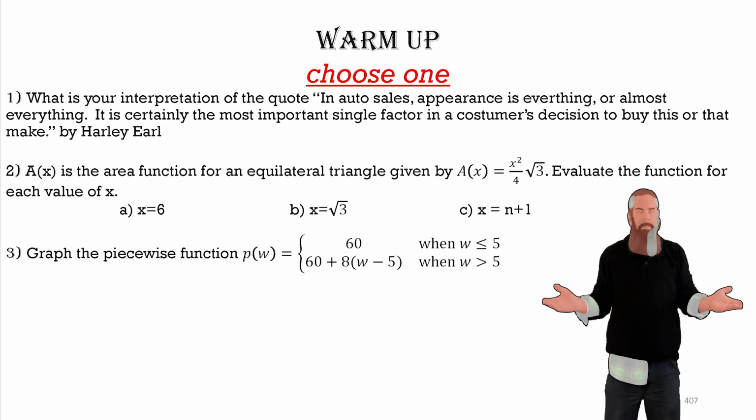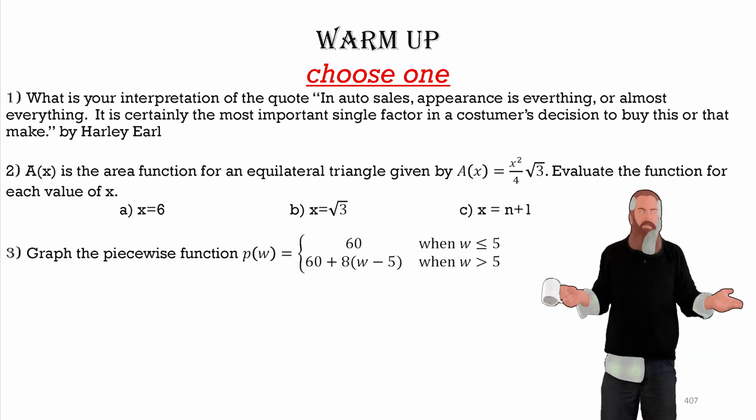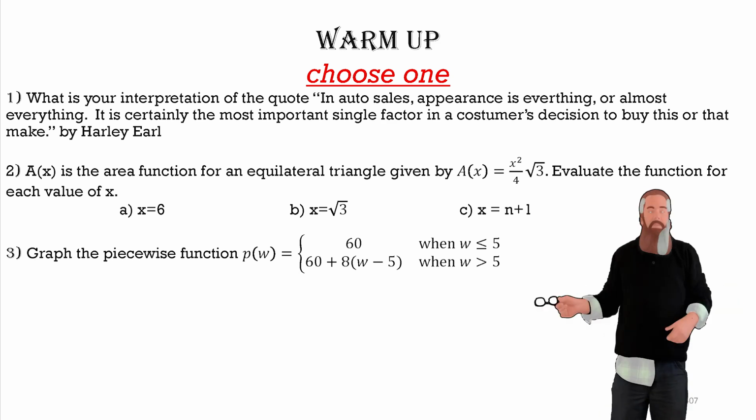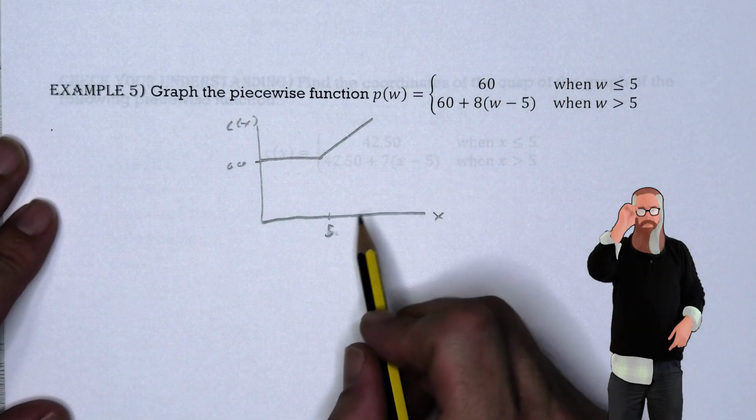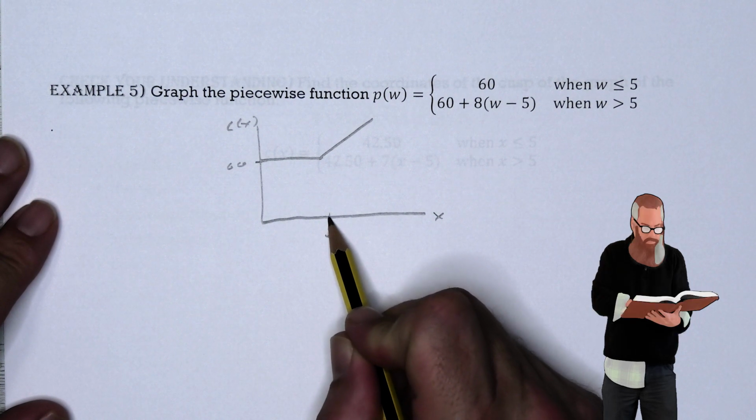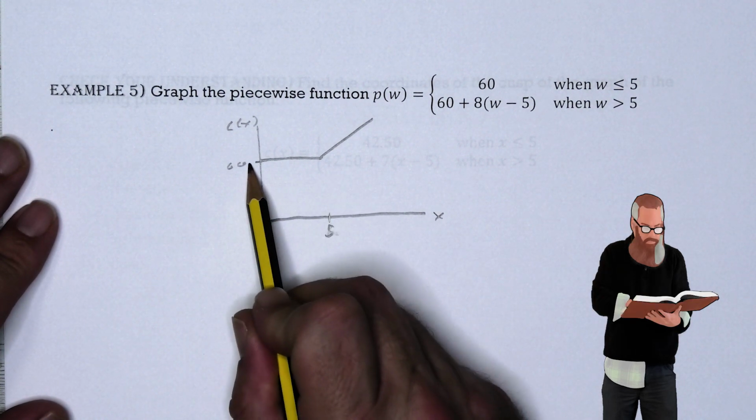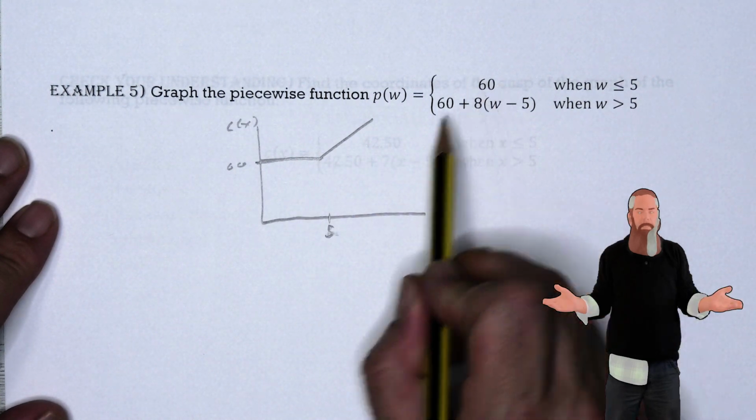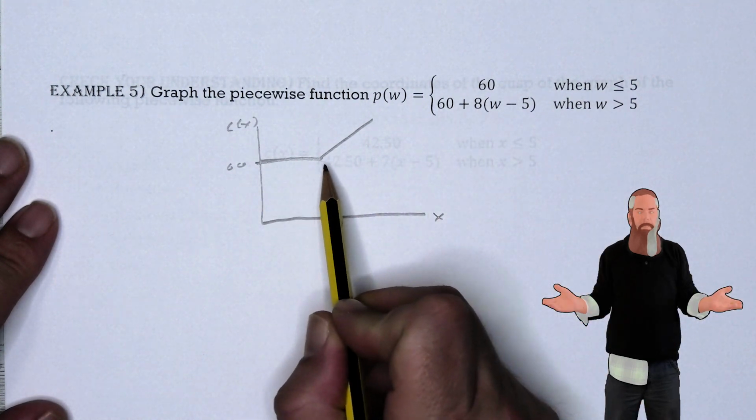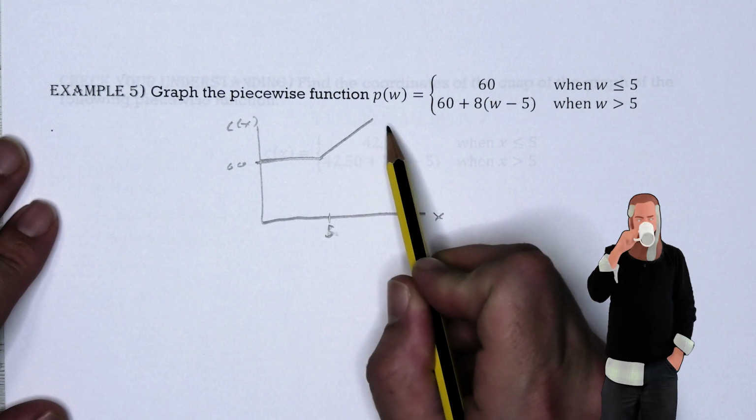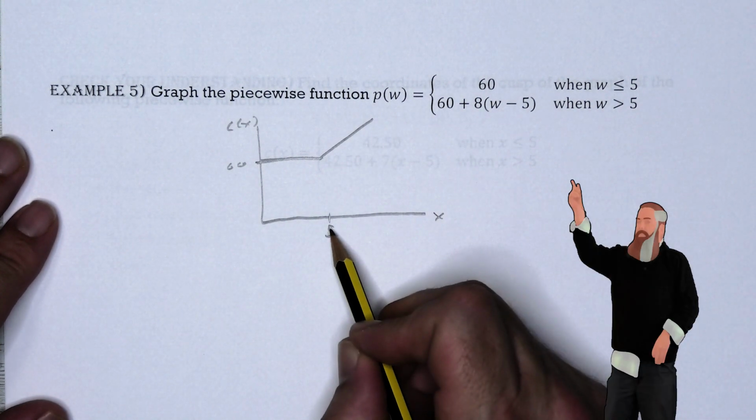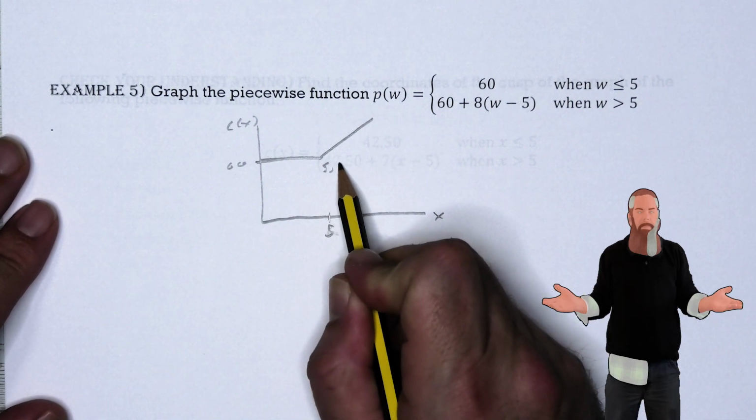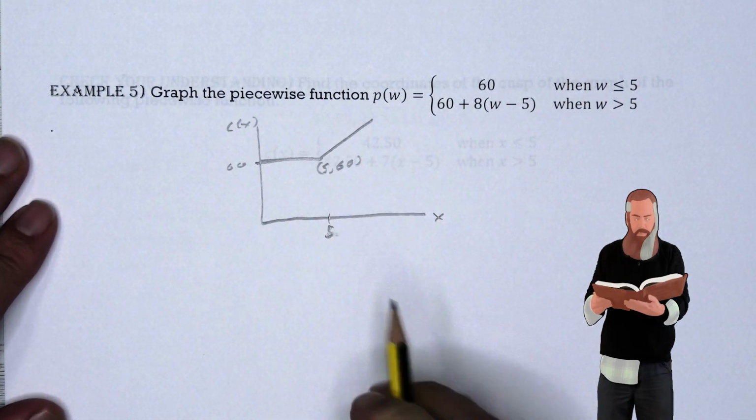Now, let's take a look at a problem that you will be able to do by the end of this lesson. Let's graph the piecewise function that we see here. We know that on the x-axis, it's going to reach 5, and at 5, it will be 60 all the way across the y-axis. Now, this is given to us by the first equation, which is the horizontal line. It will then start going up with a slope of 8 at the point of 5 and beyond. So this point right here is at 5, 60.